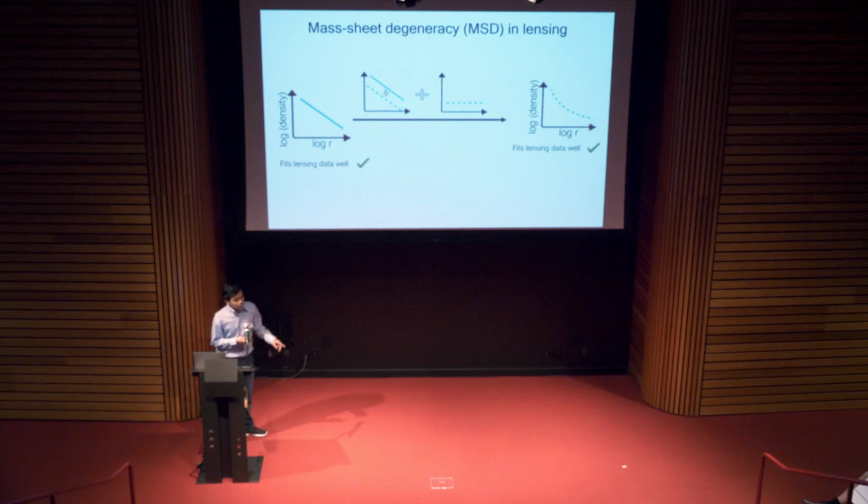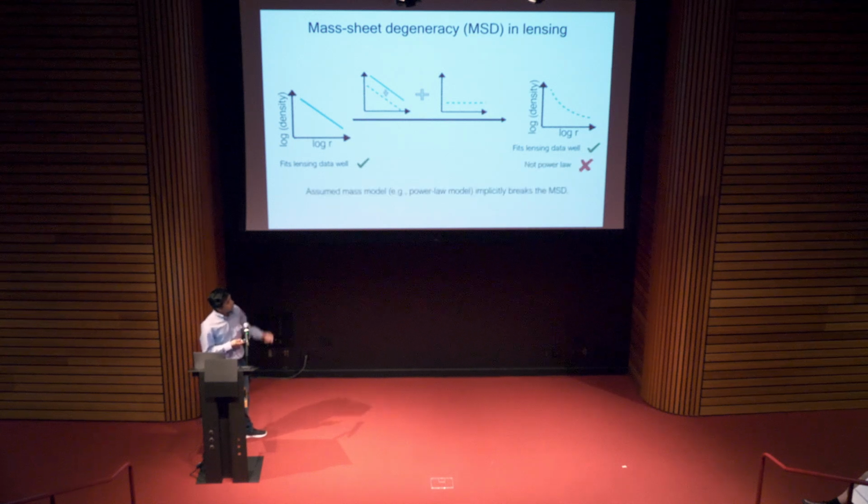We can break this degeneracy in two ways. One is to assume a mass model and implicitly break the mass sheet degeneracy. However, if we do that and the mass model is not correct, we don't know whether H0 is correct or not, right? Another way to break this degeneracy is to use stellar kinematics, because stellar kinematics is sensitive to mass.